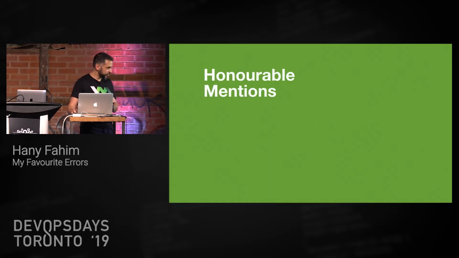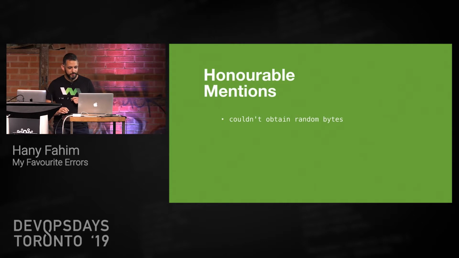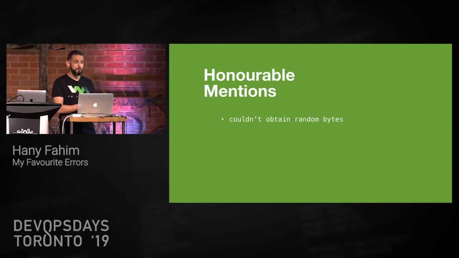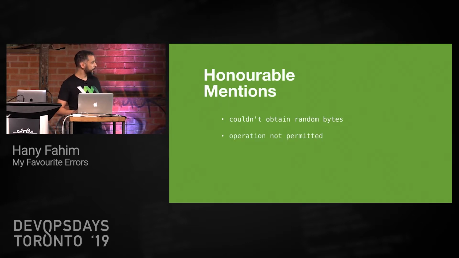I have some honorable mentions of errors. You've got "could not obtain random bytes." This is an OpenSSH error, although other cryptographic apps may produce similar types of errors. Basically, you've run out of entropy, and you've got to find a way to get more entropy. And it's ironic because computers actually do need some chaos to function properly. You've got "operation not permitted." This is a kernel-level error that is probably due to some ACL, like you're trying to access a file or open a network port, but it's tightly controlled.